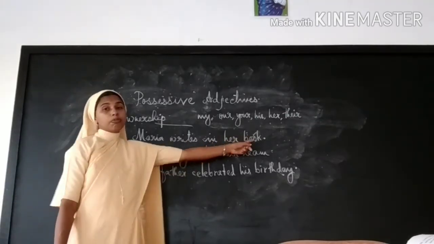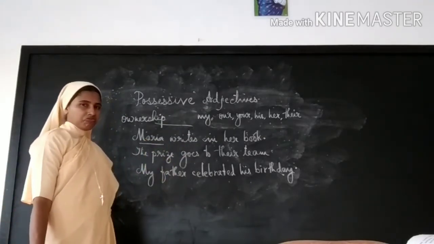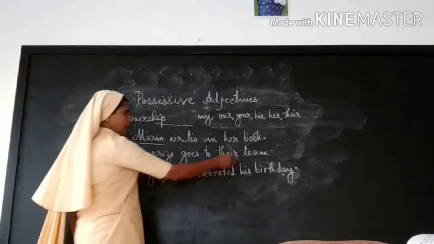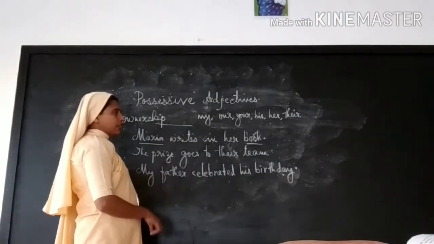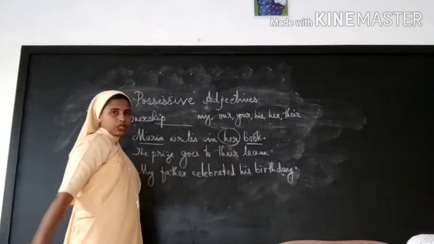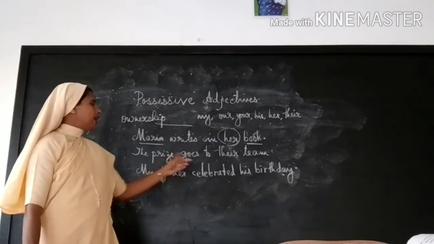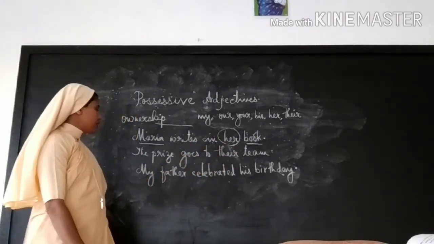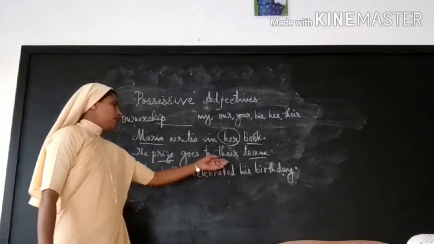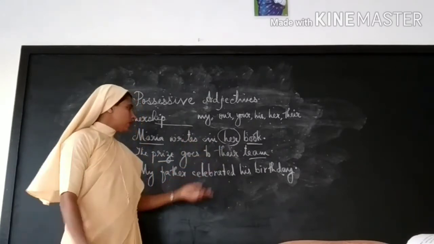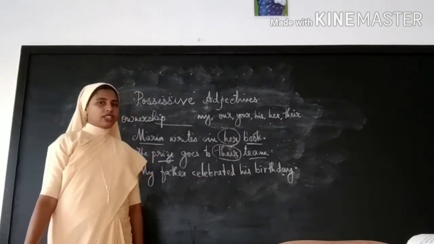Maria writes in her book. Which are the nouns used here? Maria, that's a proper noun. And book. And which is the word that is used to describe any of these nouns? Her. It shows possession. Maria's, that's hers. The prize goes to their team. And which are the nouns used here? Prize and team. Team is a collective noun. And which is the word that is used to describe any of these nouns? Their. That's why this is a possessive adjective.